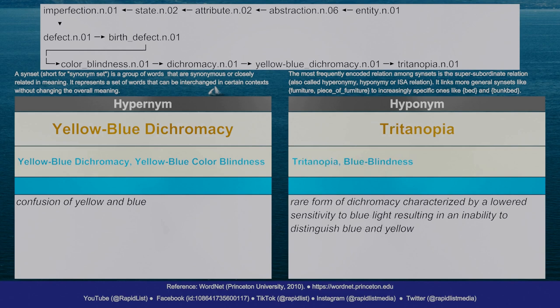Tritanopia. Rare form of dichromacy characterized by a lowered sensitivity to blue light, resulting in an inability to distinguish blue and yellow.